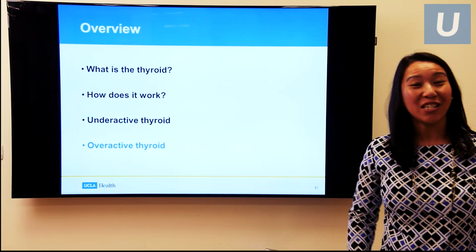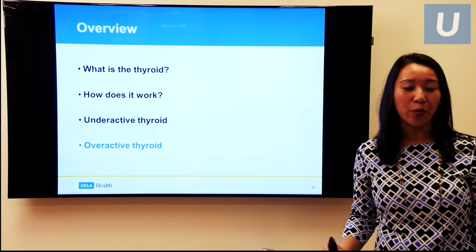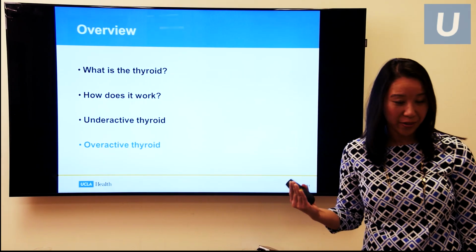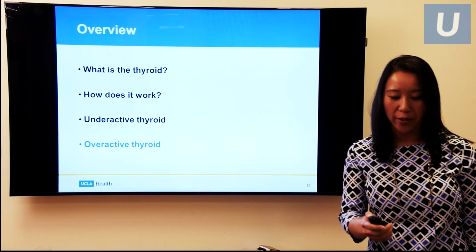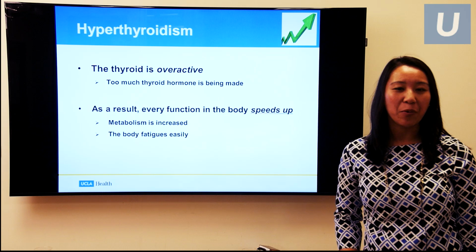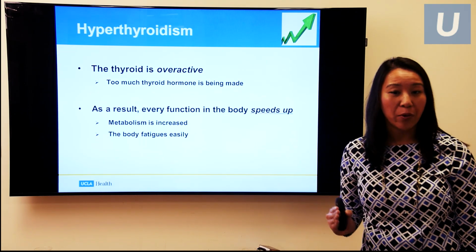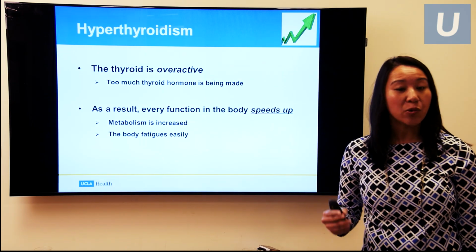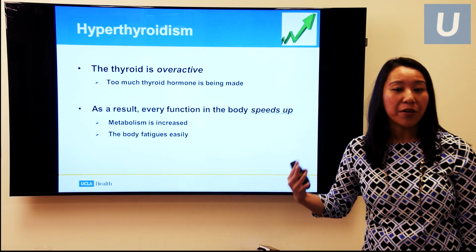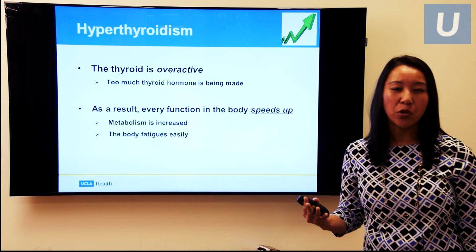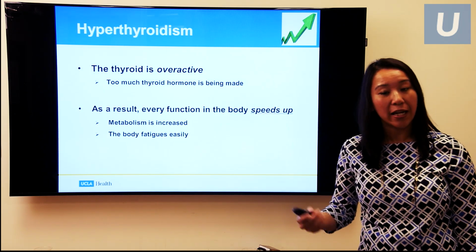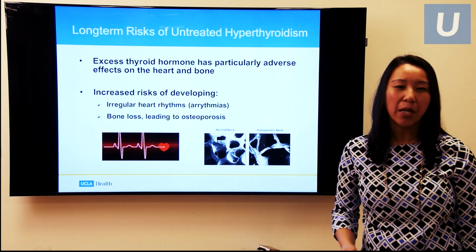All right, so we're going to switch gears completely and move to the situation of what happens when the body is actually making way too much thyroid hormone in contrast to way too little. So hyperthyroidism is that, and it again is when the thyroid is overactive, too much thyroid hormone is being made. And as a result, as you can imagine, every sort of body system is revved up. Everything speeds up because metabolism is increased, and the body actually fatigues quite easily as a result. It's unable to compensate usually.